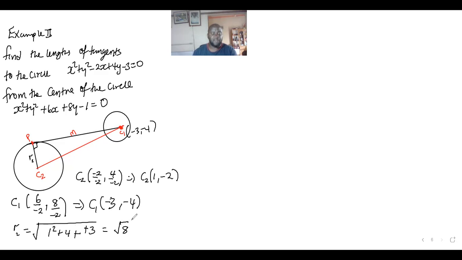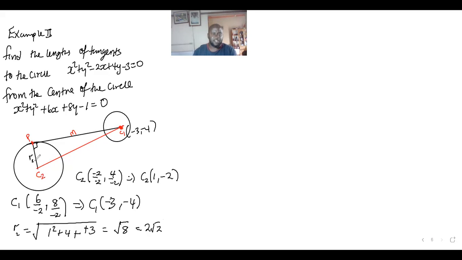If it is square root of 8, then what do we have? Wait, what is the formula for R? It is the square root of G squared plus F squared minus C, isn't it? Yeah, so this is our 2√2.